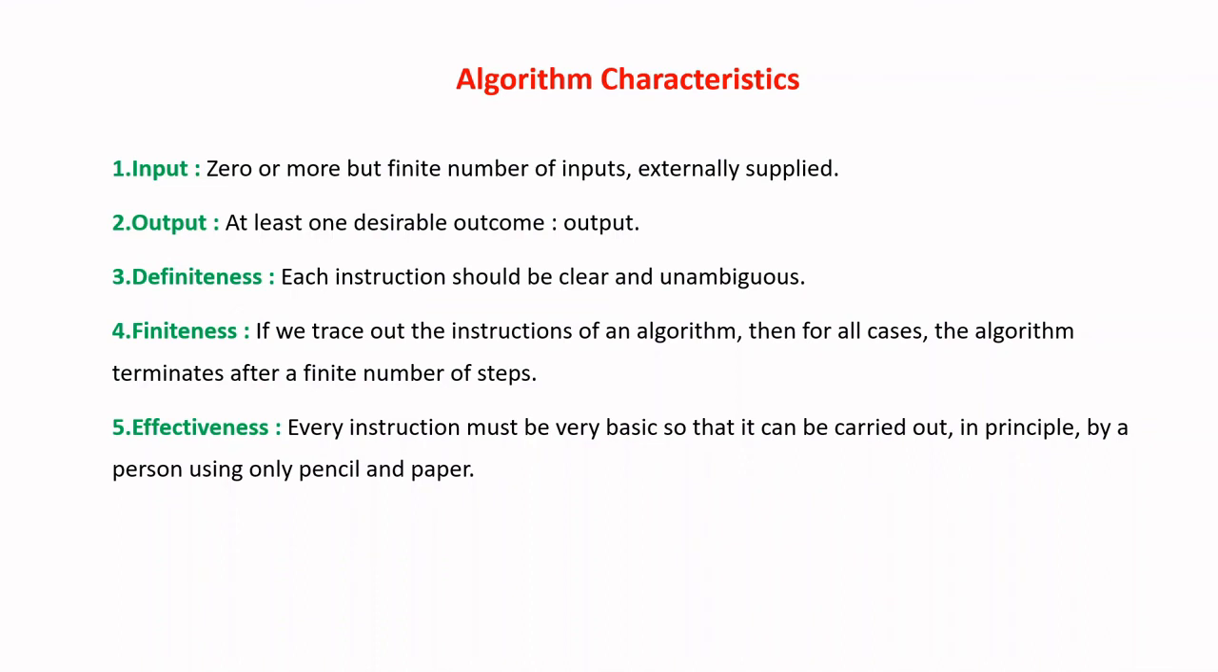The last characteristic of an algorithm is effectiveness. Every instruction must be very basic so that it can be carried out in principle by a person using only pencil and paper. What does it mean? It means that your algorithm is so simple and effective that if any person follows your algorithm and has only paper and pencil, then he can go through your algorithm using only pencil and paper. This is known as the effectiveness of an algorithm. Your algorithm should be that simple. So all these are the 5 characteristics of an algorithm.